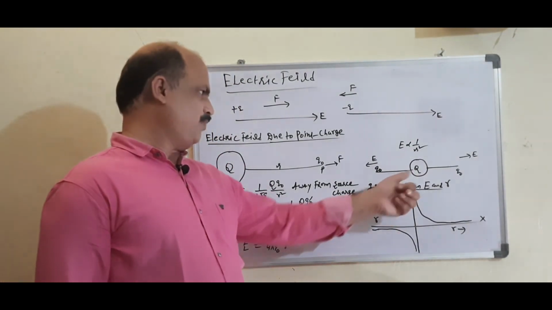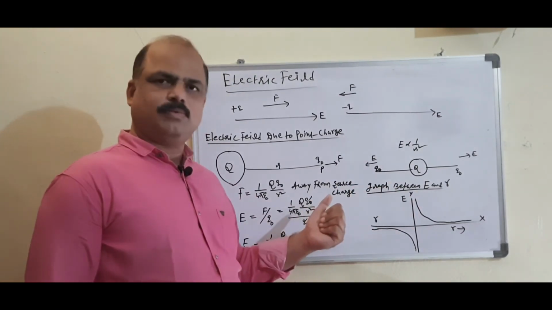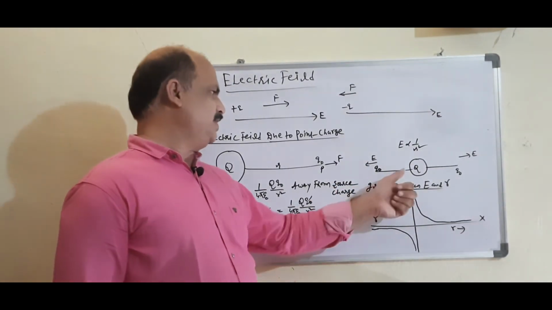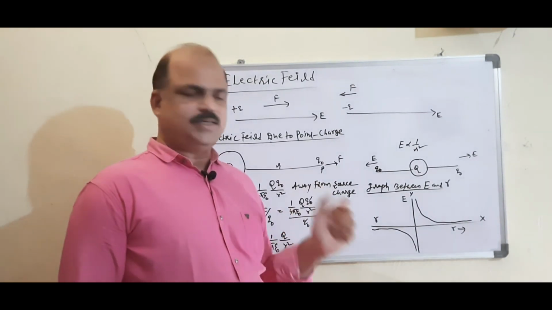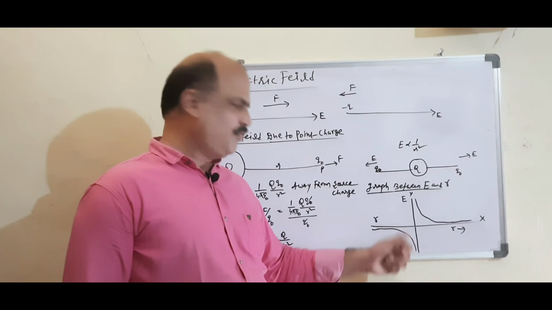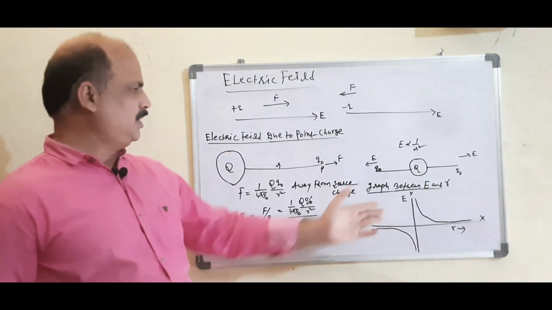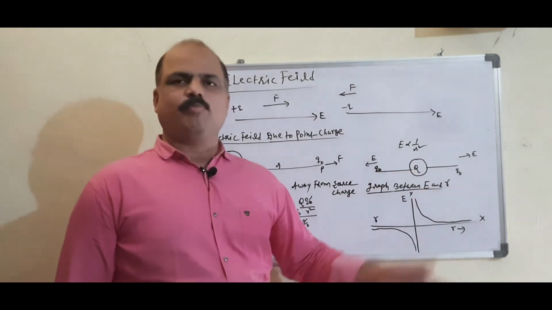Now, if r is negative, the graph looks like this. If r is negative, E is also negative, right? That means if r is equal to 0, E tends to infinity. If r is equal to infinity, E tends to 0. This is the graph between E and r, a very important graph.